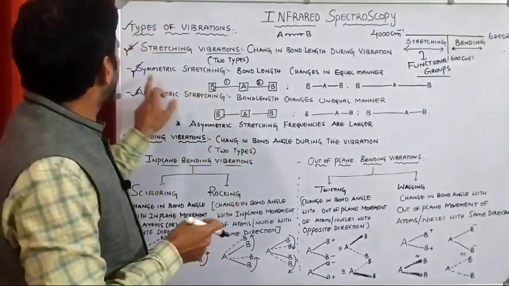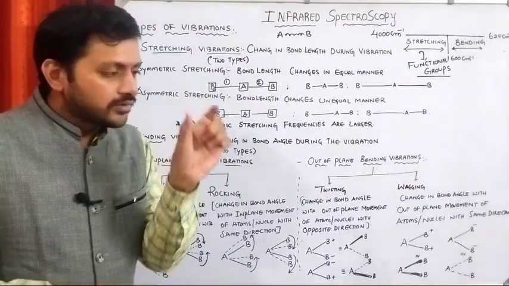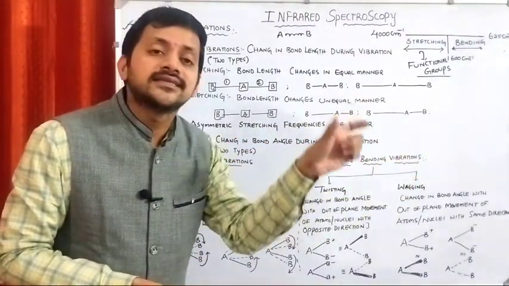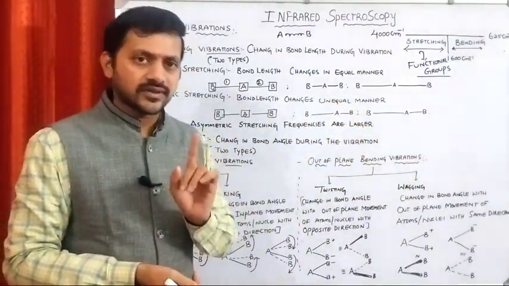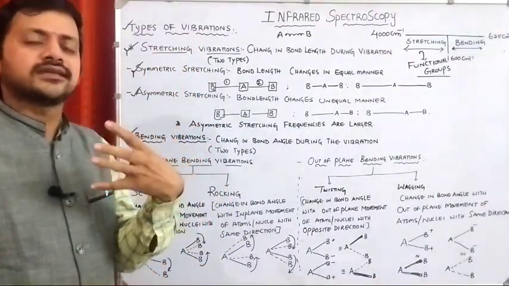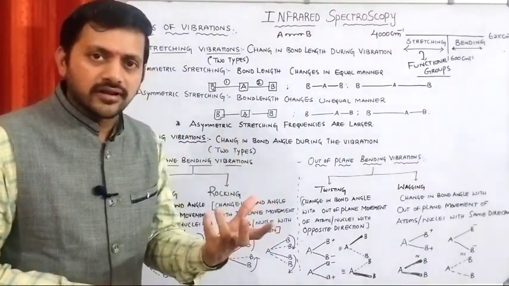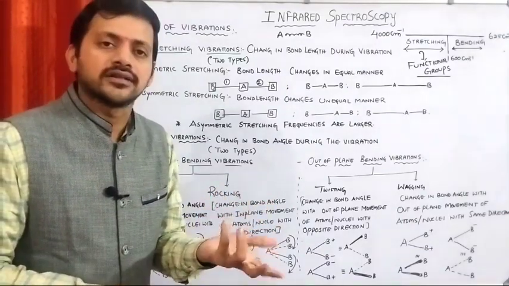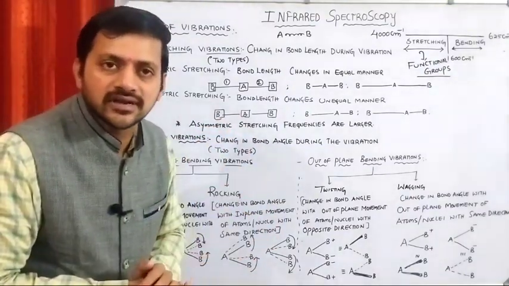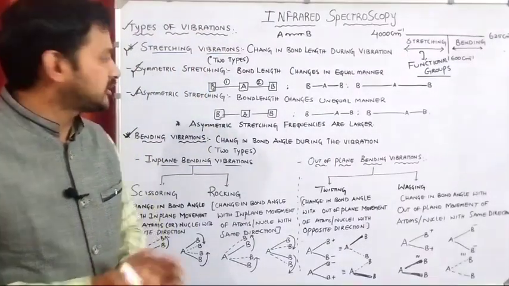That's why such kind of vibrations are commonly called as what? Symmetric stretching vibrations. Change in the bond length with equal manner is commonly called as symmetric stretching vibrations. Okay? The next one is what? Asymmetric stretching. The name itself indicates asymmetric. Not equal, unequal. Which one is unequal? Change in the bond length. If the change in bond length is unequal, then such type of vibrations are commonly called as what? Asymmetric stretching vibrations.